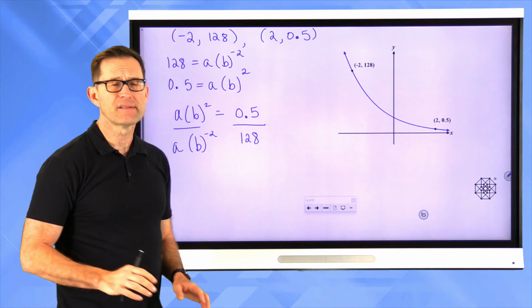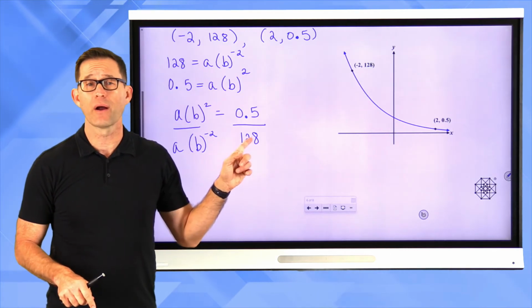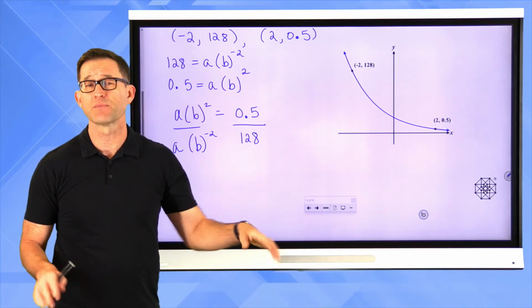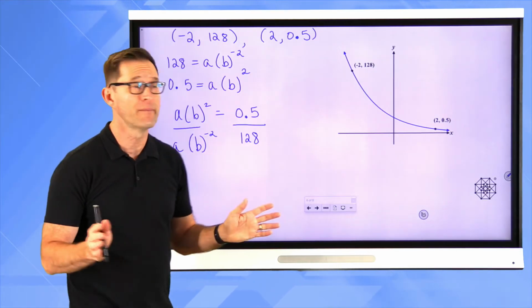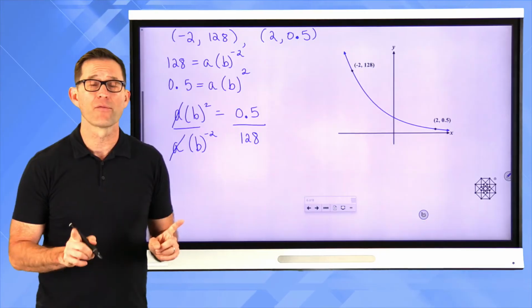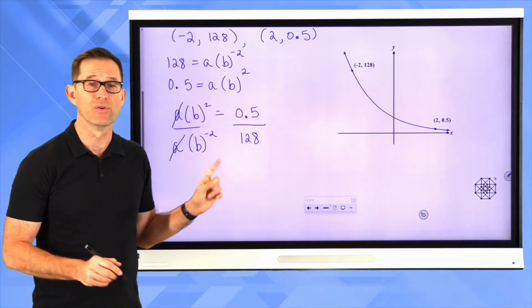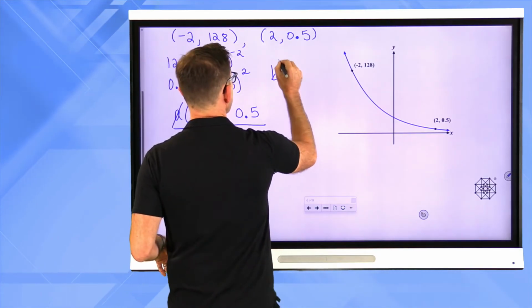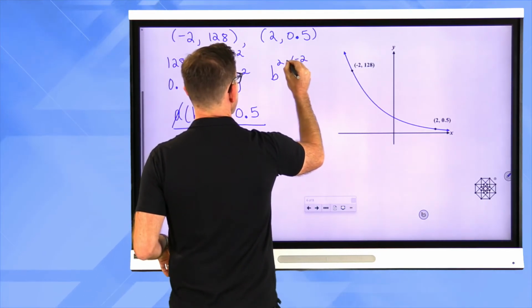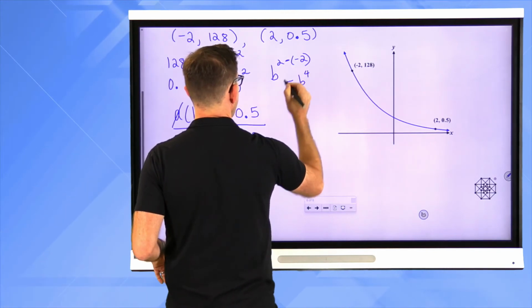Now again, don't let that 0.5 divided by 128 scare you. I'm never going to figure out what this ratio is. It's an ugly decimal. I don't care what it is. All right. I'm going to cancel these. Now here's where we have to be very careful. Remember, b to the second divided by b to the minus 2, right, is going to be b to the 2 minus negative 2, which is going to be b to the fourth.